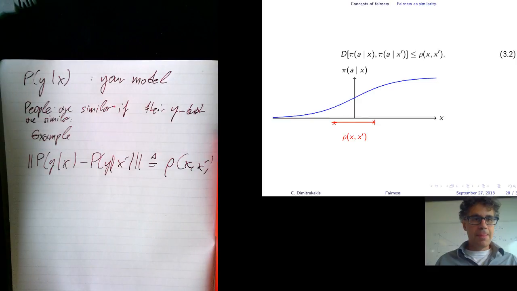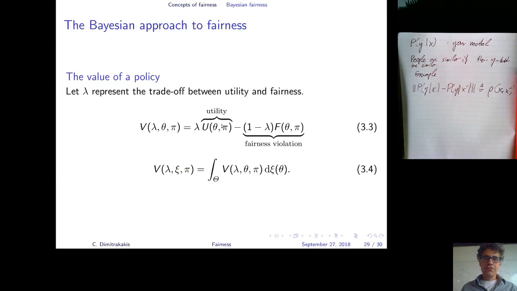Now we mentioned before that we need to have some trade-off between fairness and utility. So a typical way to do it in an optimization framework is to say that you put a different weight to utility and a different weight to fairness.